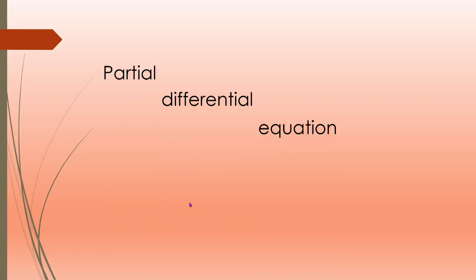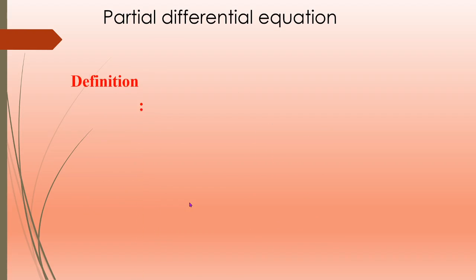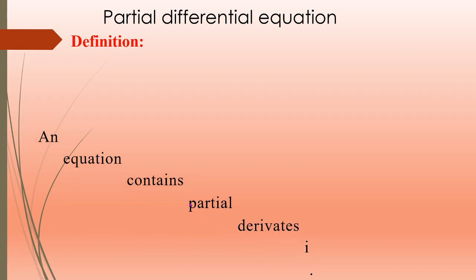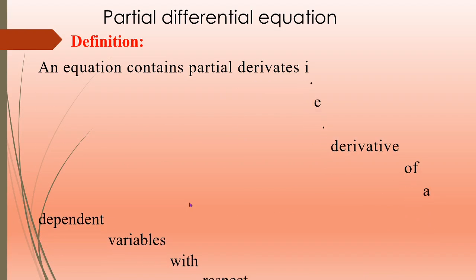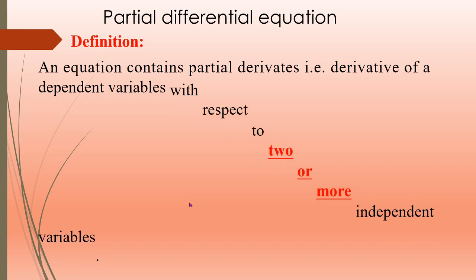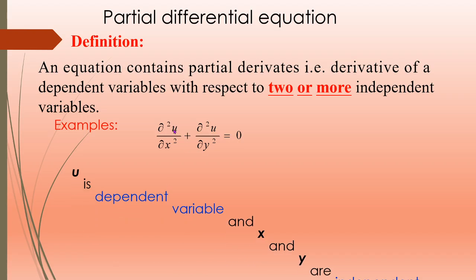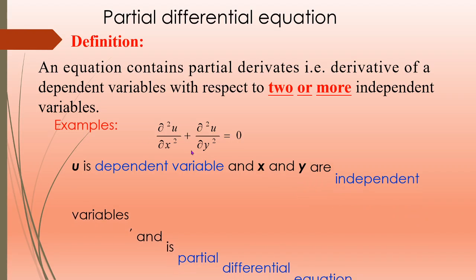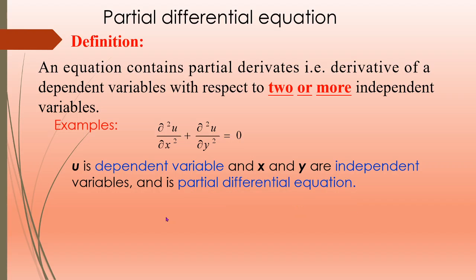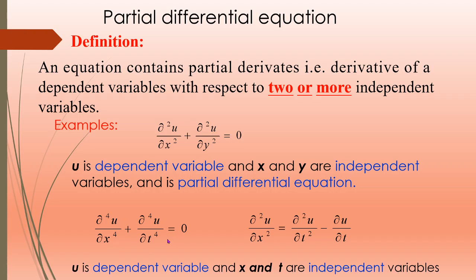Similarly, a differential equation containing partial derivatives, that is, the derivative of the dependent variable with respect to two or more independent variables, is called a partial differential equation. Here is an example of a partial differential equation where u is a dependent variable and x and y are the independent variables. Whereas in these two examples you will find u as a dependent variable and x and t as the independent variables.